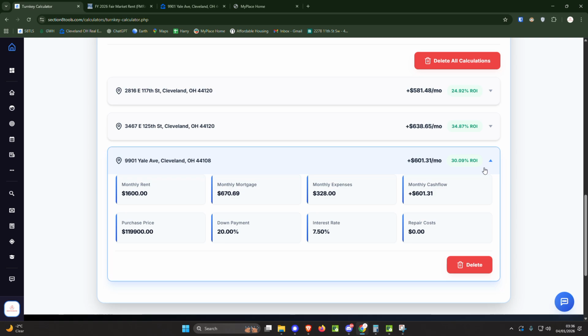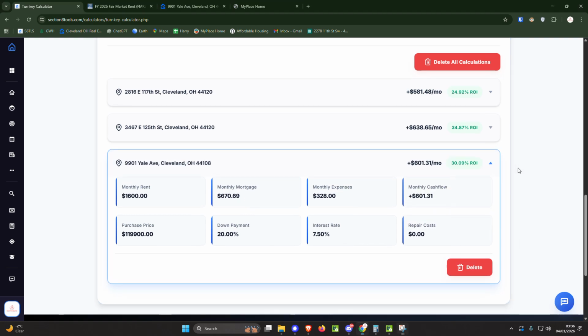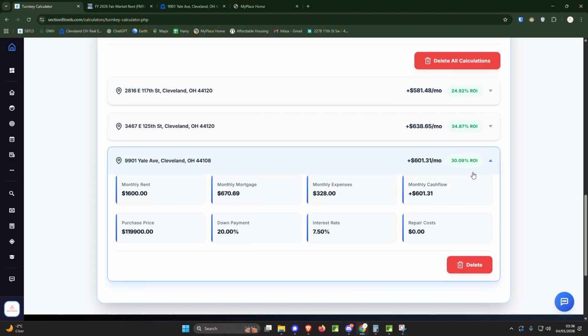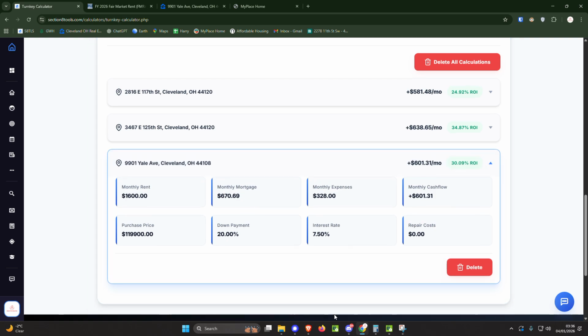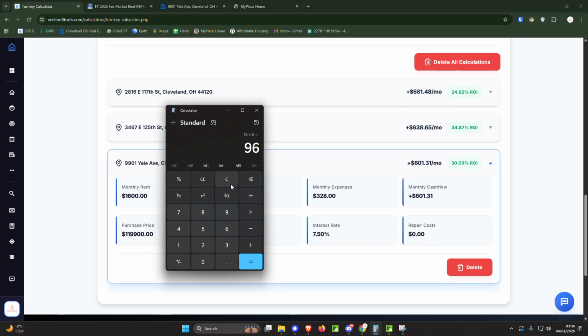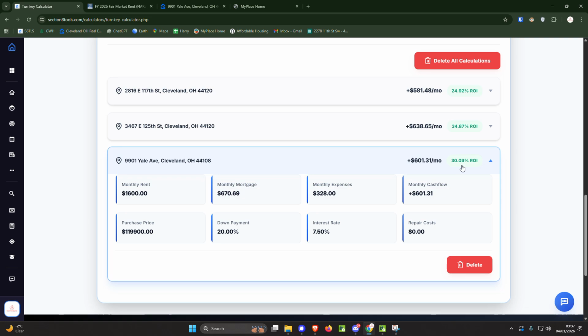So, what this essentially means is, to get back the money that you put down, it's going to take you a little over 3 years. Like, that's what it would mean. So, for example, 100% divided by 30.09, it would take you 3.32 years to get your down payment back with this cash flow. Again, they may pay you more in rent, they may pay you less in rent.